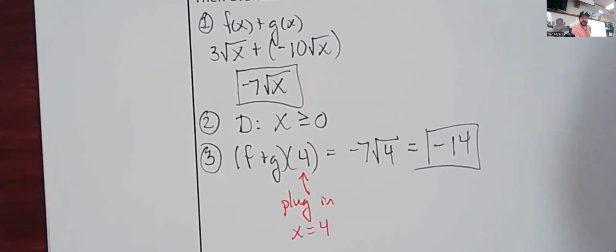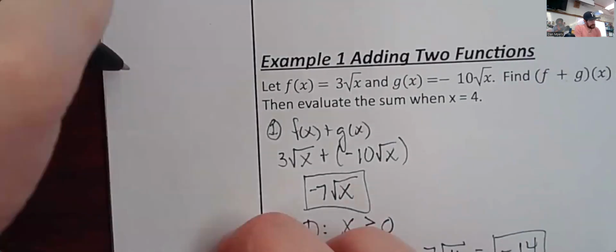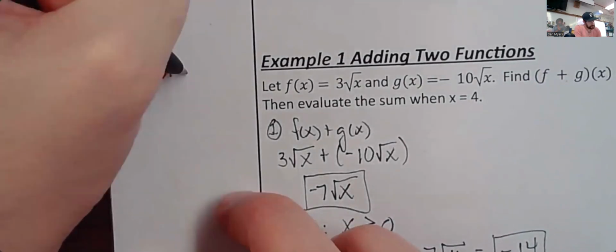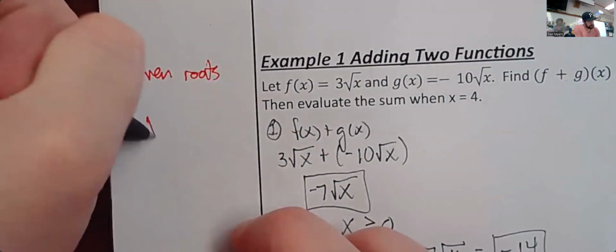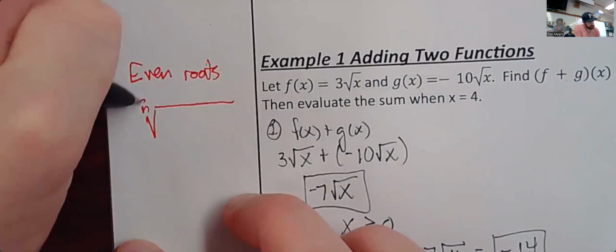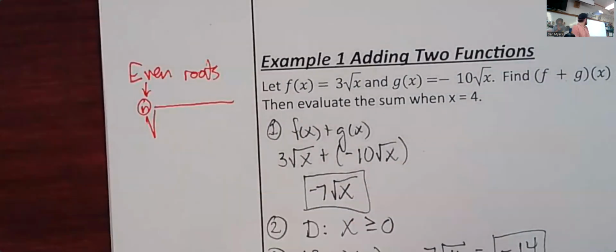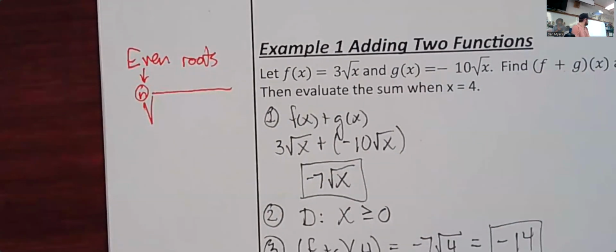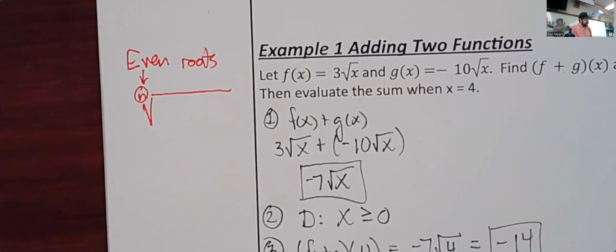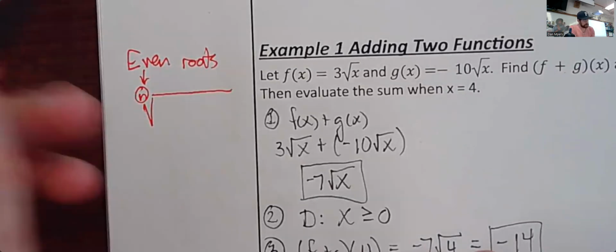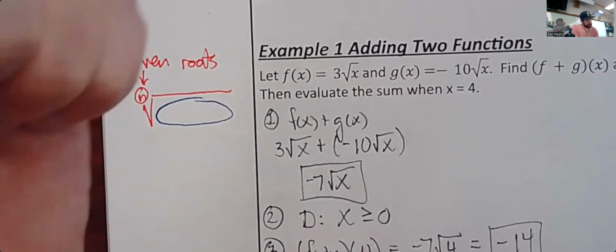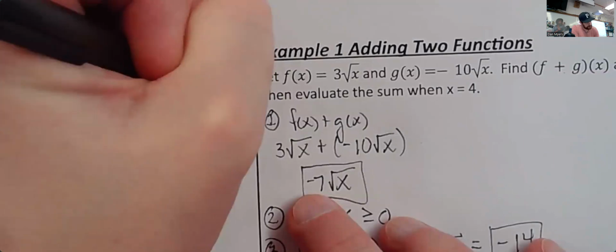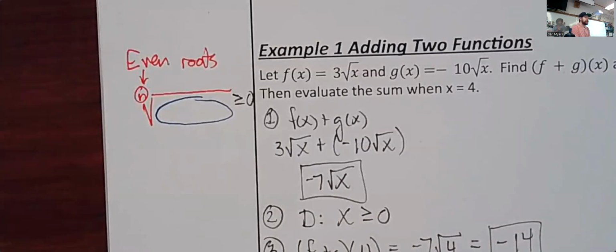Couple of notes off to the side here. Let's go with even roots. So if n is even, then everything under here must be greater than or equal to 0, no matter what.